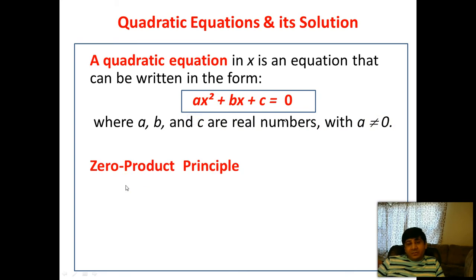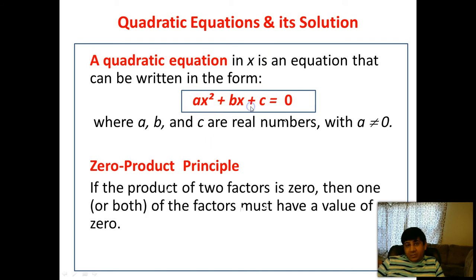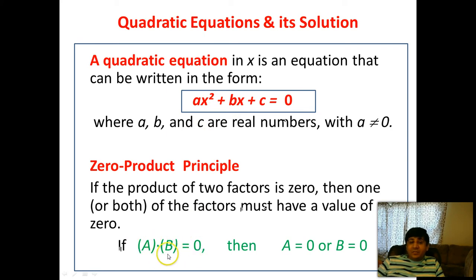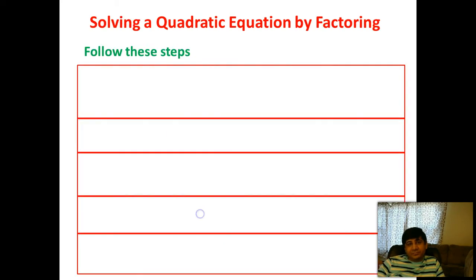The zero product principle, which is used to solve this equation, works like this: we factor the equation, and suppose we get two factors whose product is equal to 0. That means either A is 0 or B is equal to 0. If the product of two factors is 0, then one or both factors must have a value of 0. In simple layman's terms, the product of two things is only 0 when one of them is 0. Otherwise it can never be 0.